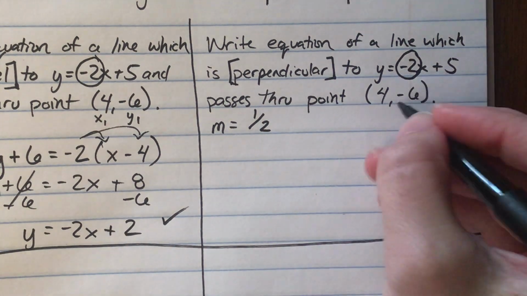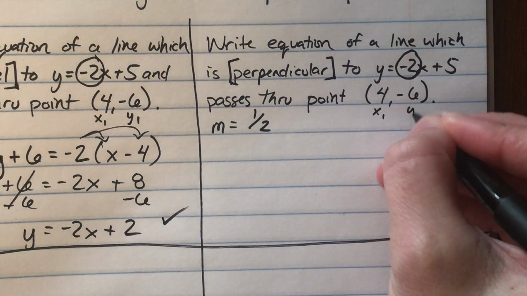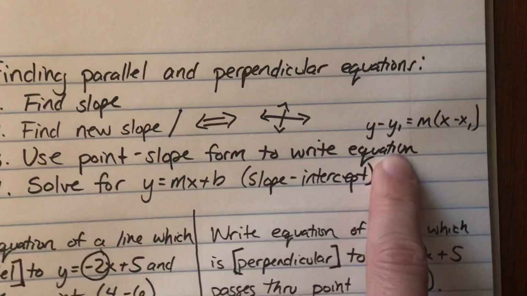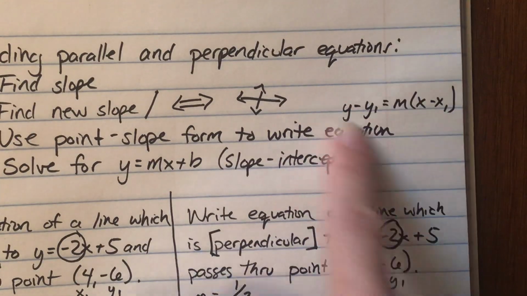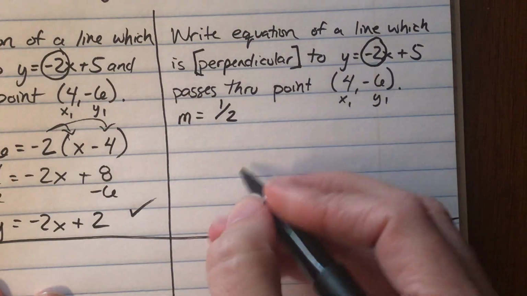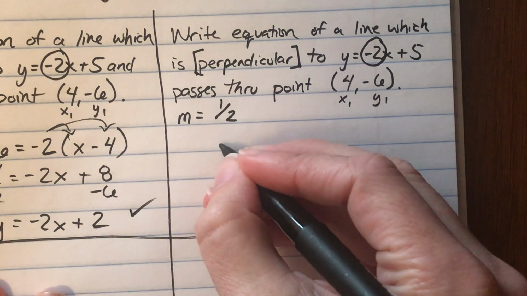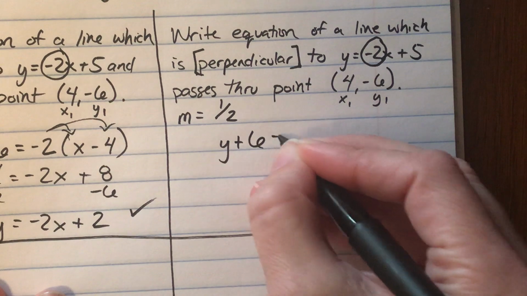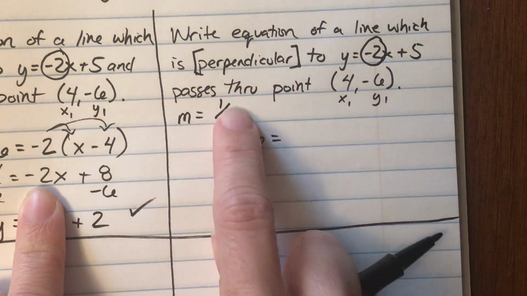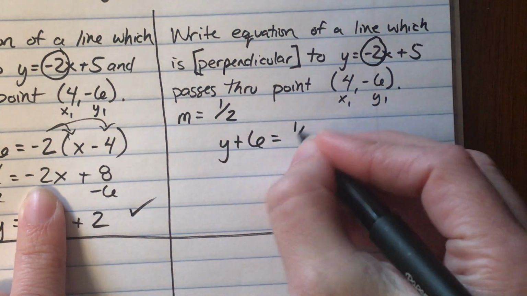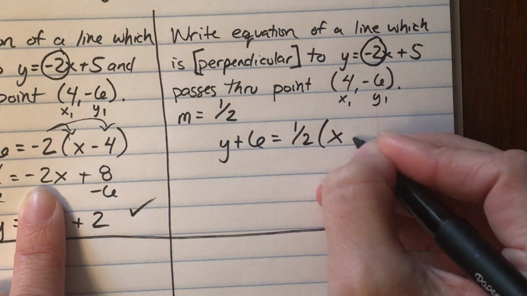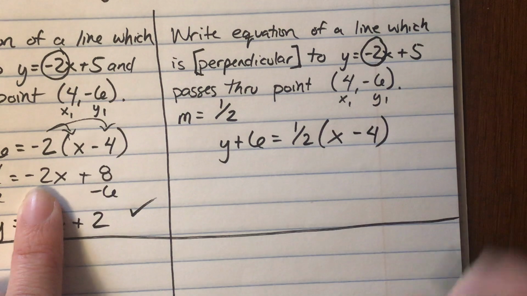Now it's going to pass through this point again, and so this is still my x1, y1. Now I'm on step 3. I'm going to use point slope form to write the equation. So I'm going to plug all my information into this form. Just like last time, it's going to be y minus -6, which becomes y plus 6, is equal to, only thing now is I'm going to use this new slope, 1/2, and then x minus x1, which is 4.